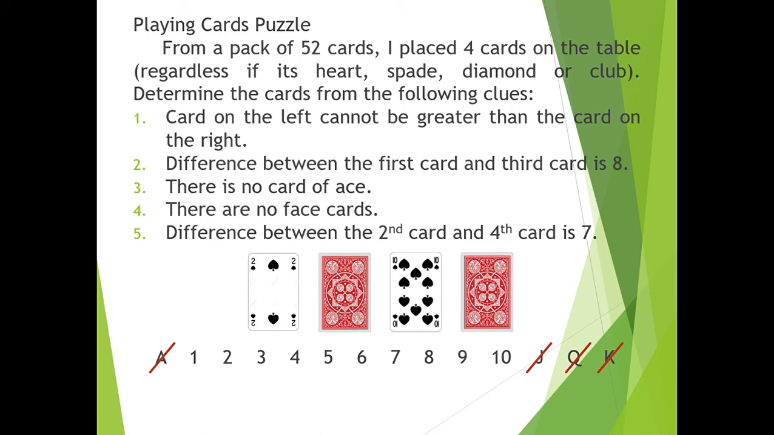Now, the question here is, pila man na to second card o fourth card? That the difference between the second card and fourth card is 7. 10 minus 3. Tanaw na to. That's 3 and then that's 10. Okay, so you got it right. So 2, 3, 10, and 10.